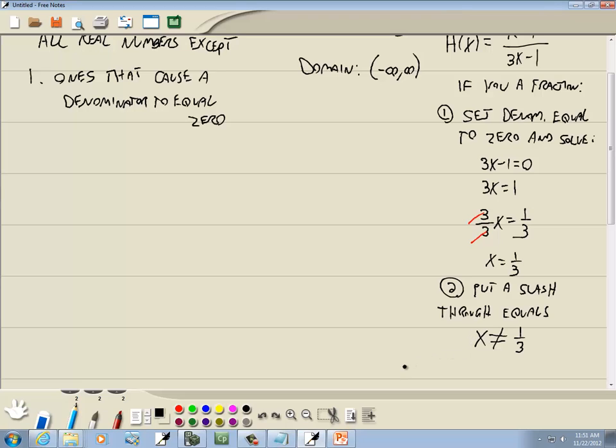Now, if you prefer to write it in interval notation, how you'd write that? This is negative infinity to 1/3 union. That's what that U represents. 1/3 to positive infinity with parentheses on everything. So that's how you write the same thing in interval notation. Personally, I'm happy with this form right here.